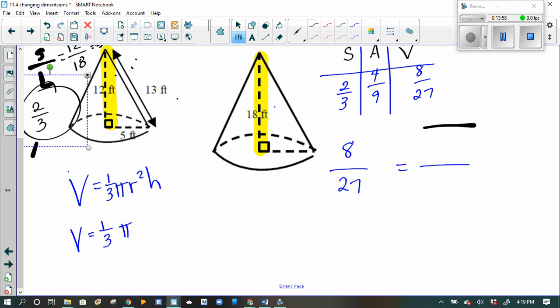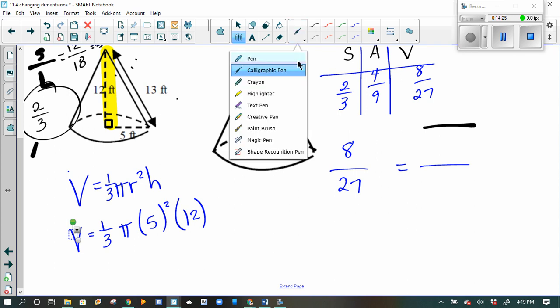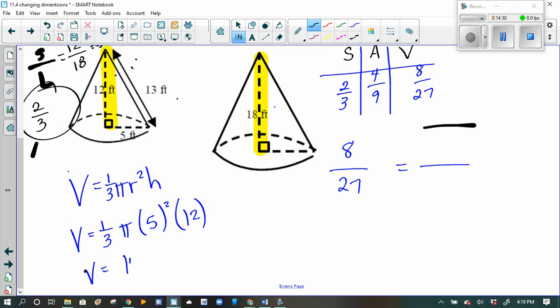So 1/3 pi r squared h. R is 5, and the height we said was 12. I'm just going to type that into the calculator, but I'm not going to use the pi button. I'm just going to leave it in terms of pi. It just makes it a little easier, okay? So we've got 5 squared times 12, and then we divide by 3. So that's 100 pi. So the volume is 100 pi. I'm just going to leave it like that, okay?